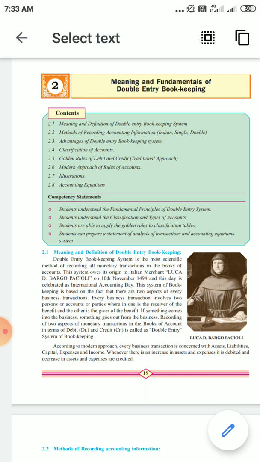So in this chapter you are going to learn the meaning and definition of double entry bookkeeping system, methods of recording accounting information, that is Indian, single and double, advantages of double entry bookkeeping, classification of accounts, golden rules of debit and credit, that is traditional approach, modern approach of rules of accounting, and illustrations. Okay, so from this chapter you all are going to start with the problems. Now only the first chapter was a theory chapter, remaining all the chapters are having problems.